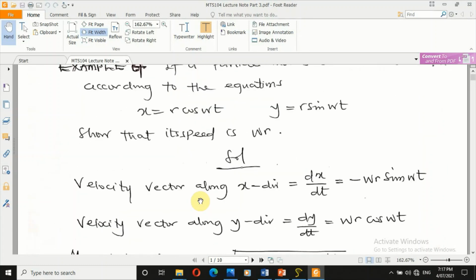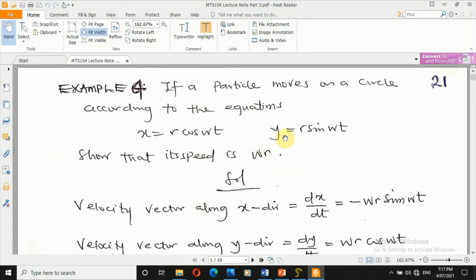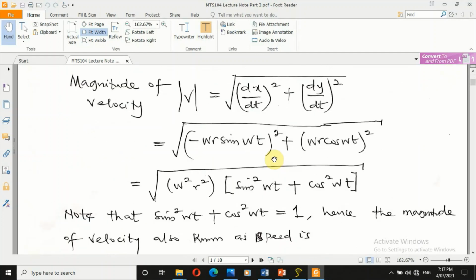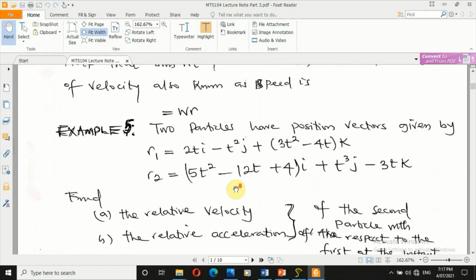You can see that the question is very simple. We are only asked to show that the speed is omega r. And what is the speed? The absolute value of the velocity. So let's go to the second question now.